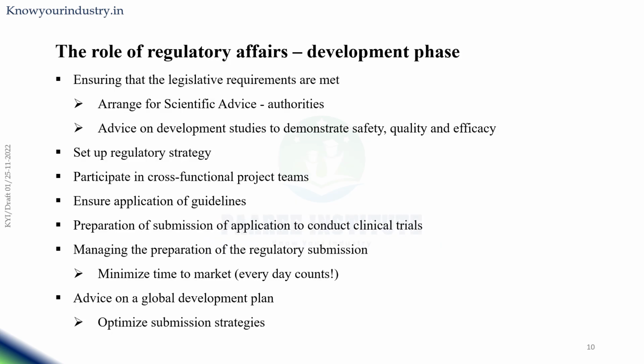Now we know that product life cycle includes development phase, approval phase, and post-approval phase. Now let's see what is the role of regulatory affairs professional in all these stages. Coming to the development phase, we ensure that the legislative requirements are met, like we arrange for scientific advice authorities, advise on development studies to demonstrate safety, quality, and efficacy.